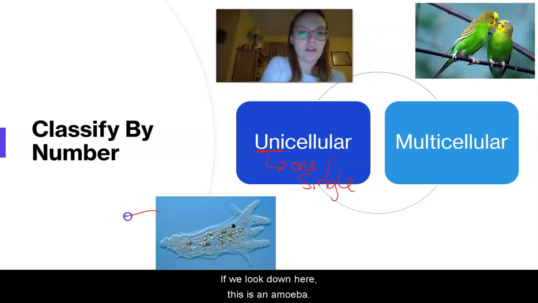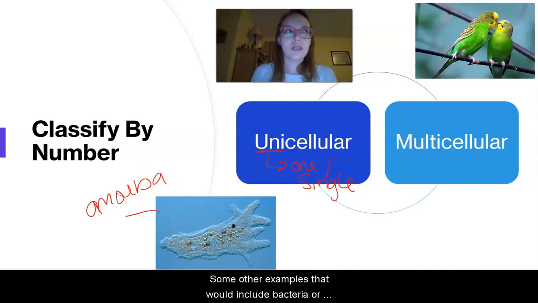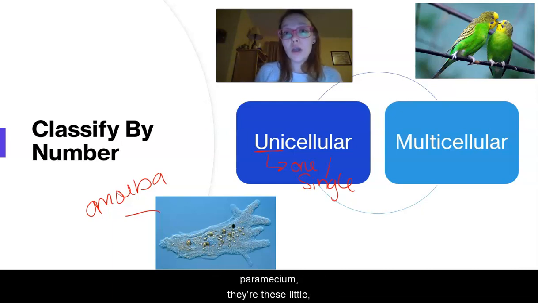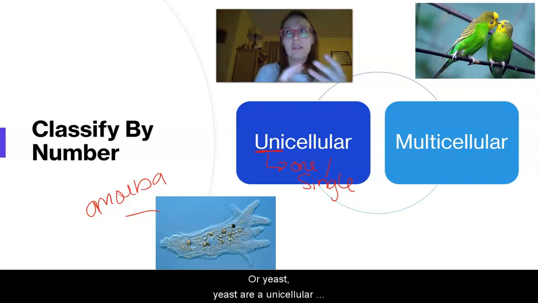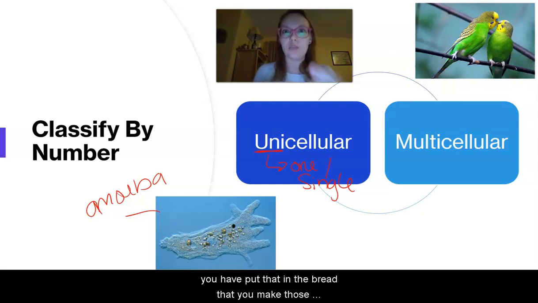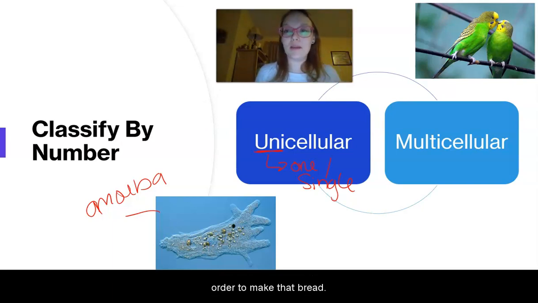If we look down here, this is an amoeba. Amoebas are unicellular organisms. Some other examples would include bacteria or paramecium. They're these little single-celled water-dwelling organisms. Or yeast, actually, yeast are a unicellular organism. If you buy a little packet and you put that in the bread that you make, those are actually unicellular organisms that you're using in order to make that bread.